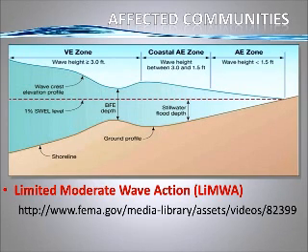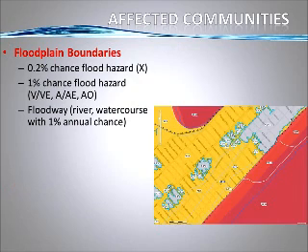So these are the different boundaries that we have on a flood map. You have your 2% annual chance of a 500-year flood, a really, really big storm event. And then you have your A zone, which is areas that are less than 1.5 foot in waves. And then you also have your limited and moderate wave action.